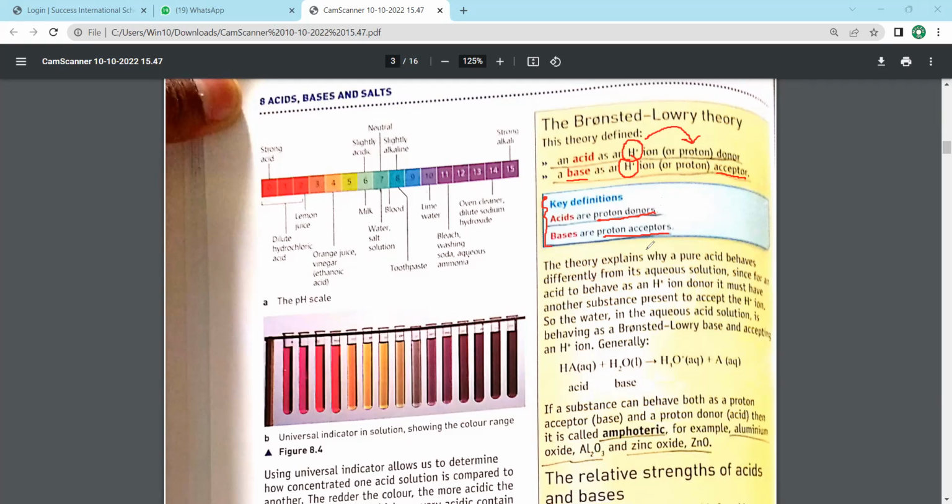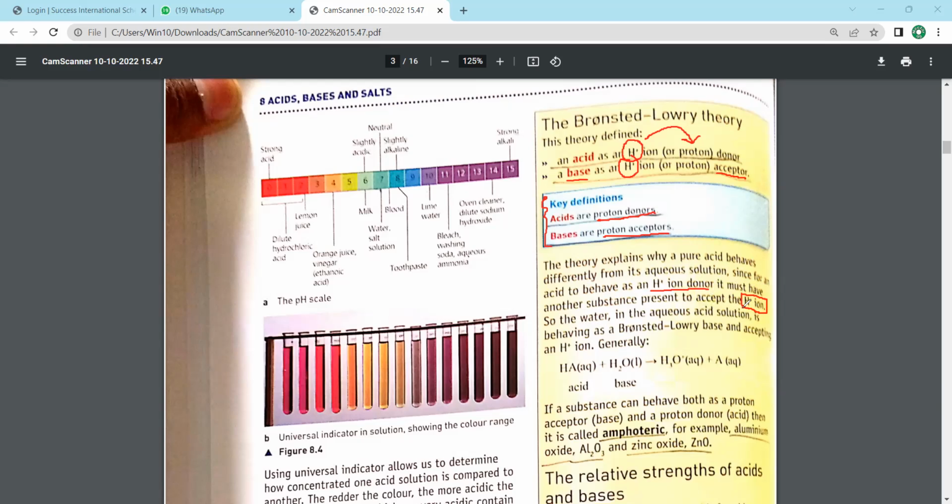Okay, now let's see the theory that explains why a pure acid behaves differently from its aqueous solution. For an acid to behave as an H positive ion donor, it must have another substance present to accept the H positive ion. The acid is not only a substance that donates. For example, if I want to donate blood, there should be a person to accept my blood.